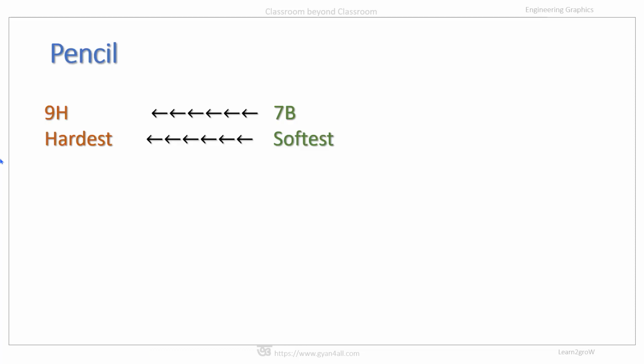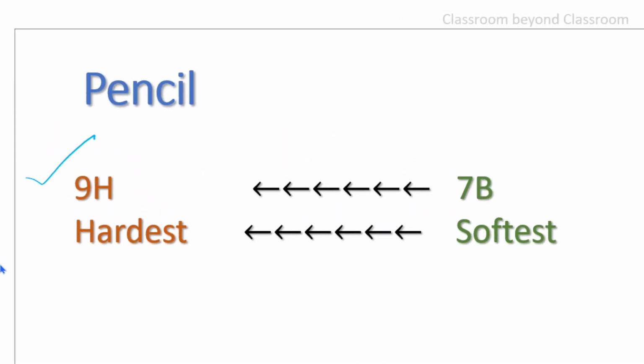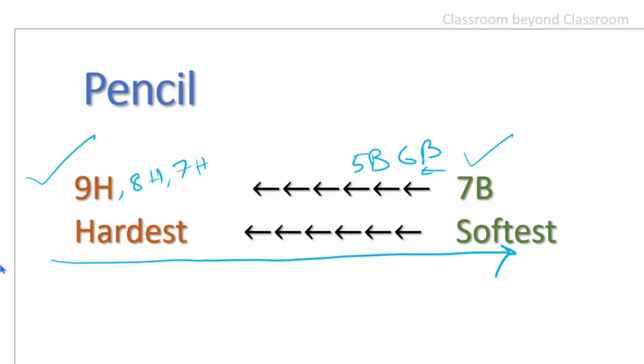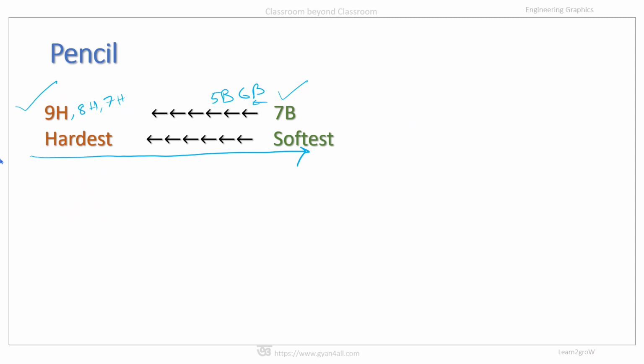Now coming to the pencil. Pencils are used to prepare a drawing on the sheet. The accuracy and appearance of the drawing also depends upon the quality of the pencil used. Pencils are of various grades ranging from 9H to 7B: pencils of 9H, 8H, 7H and so on, and from this side 7B, 6B, 5B and so on. That is, from hardest to softest according to ISI.